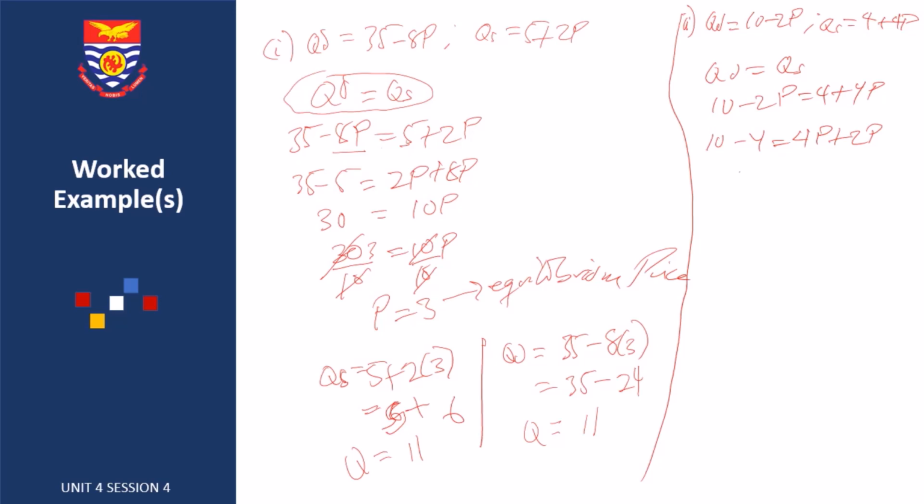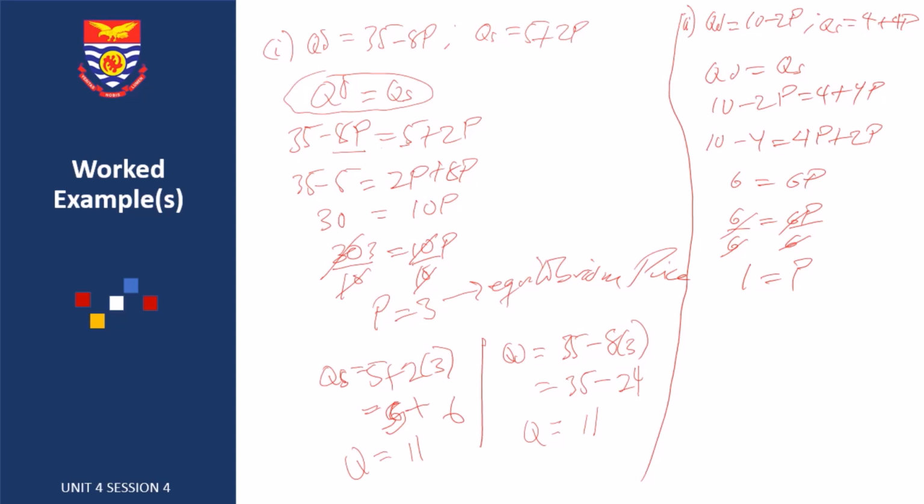So 10 minus 4, I get 6. 4p plus 2p. If you have 4 oranges and add 2 oranges to it, you have what? 6 oranges. So I have 6p. Now, because I want to make p the subject, I'll divide both sides by the coefficient of p, which is 6. So divide both sides by 6. 6 cancels itself. So here it means that p is equal to 1. So assuming it's in Ghana cedi, I'll say p is what? 1 Ghana cedi, and that is the equilibrium price.